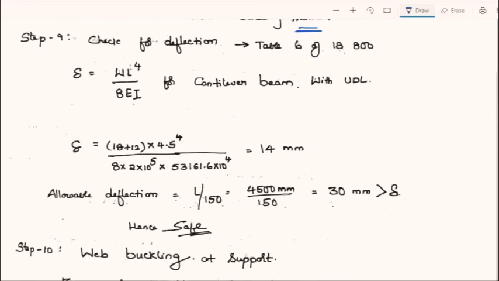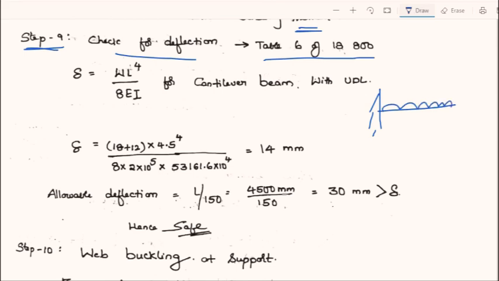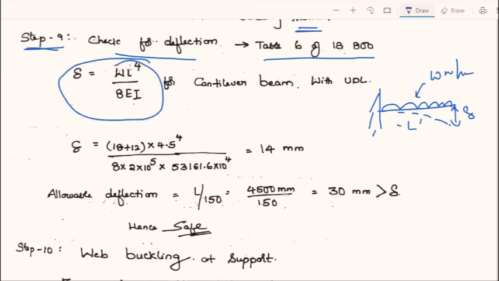Now go for step 9, that is check for deflection. Table 6 of IS 800. So this is a cantilever beam with UDL and it is going to deflect in this way, and this is the maximum deflection, because of this load W, and the length is L. This is Newton per meter. So this is the expression for deflection.